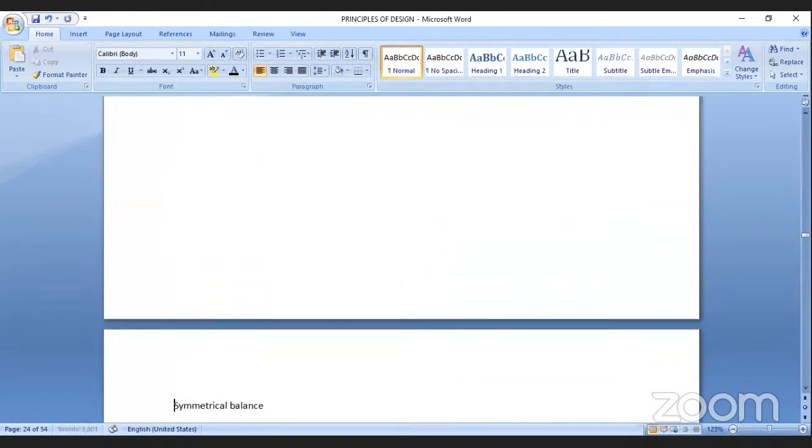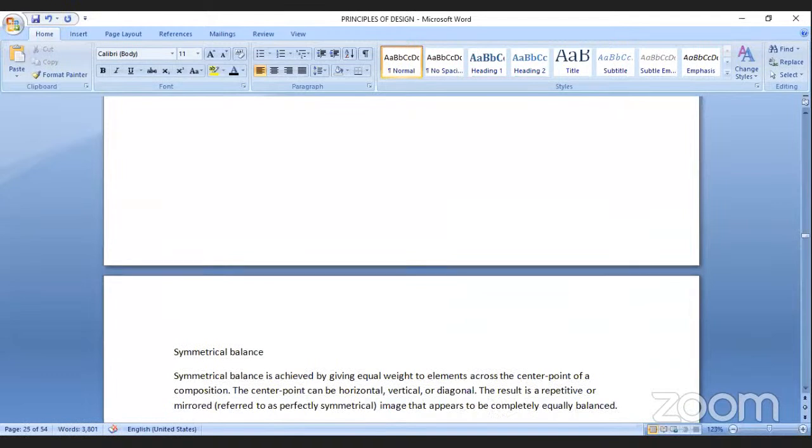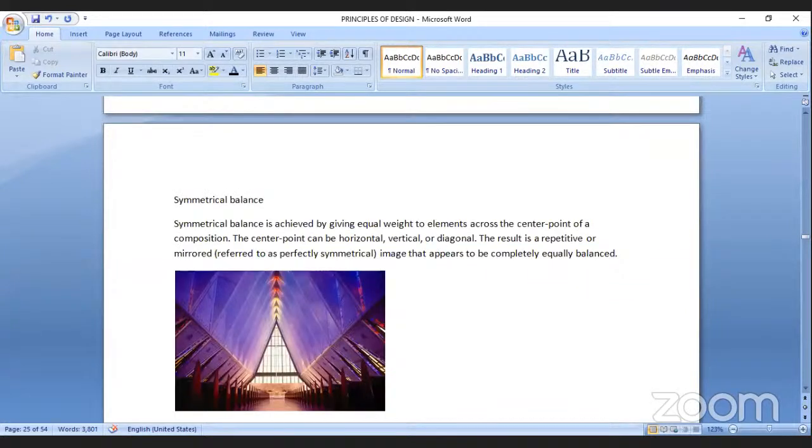Ma'am, is a mirror image balanced? Yeah, a mirror image is definitely symmetrically balanced. Both are there in the same image. Symmetrical balance is achieved by giving equal weight to the elements across the center point of the composition. For example, if I draw the axis here, it is perfectly balanced on both sides, equally balanced. That is symmetrical balance.